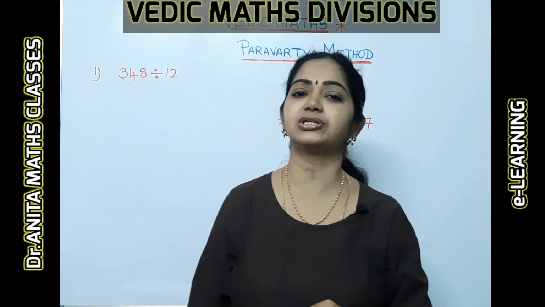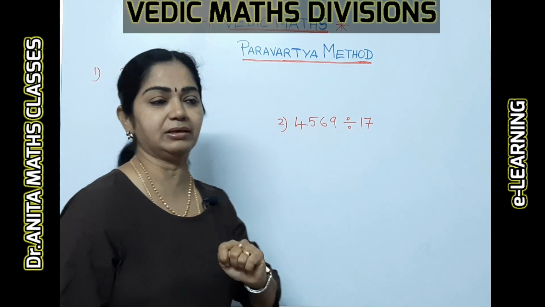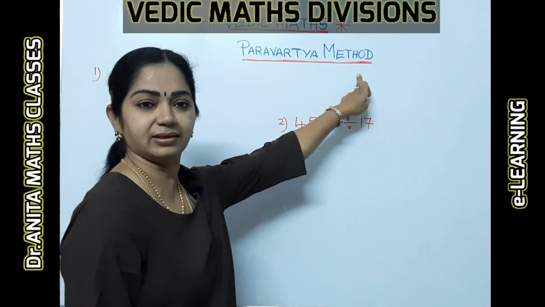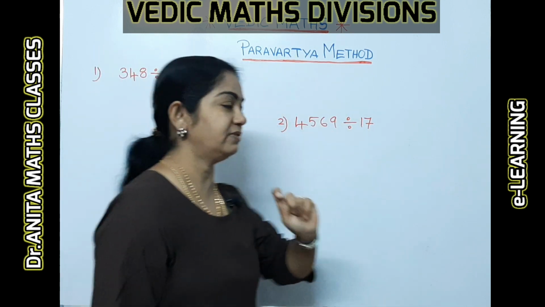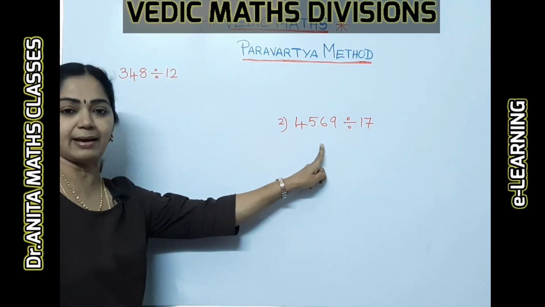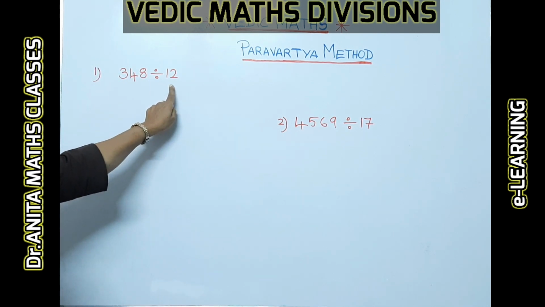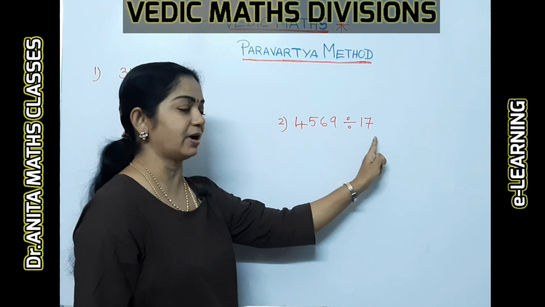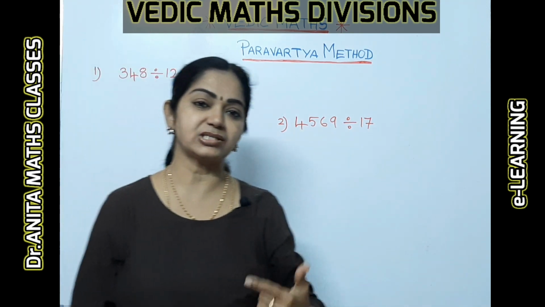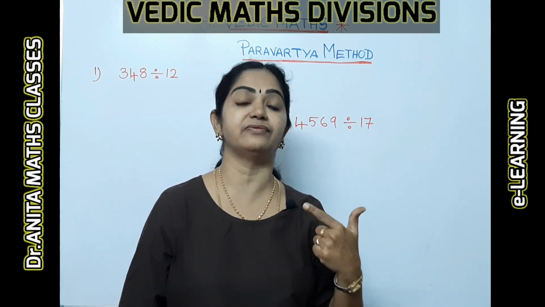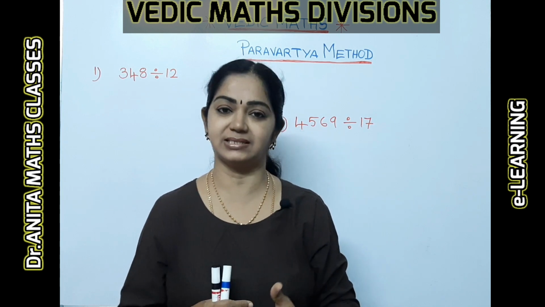Now, in this session, we are going to discuss another method of division in Vedic Maths, that is the Paravartya method. So what is this Paravartya method? We will proceed using examples. I have noted down a 3-digit number divided by 12 and a 4-digit number divided by 17. This method works well for the divisors which are more than the base numbers.